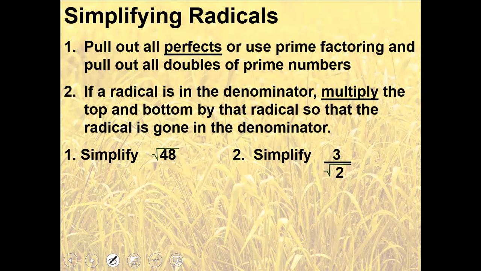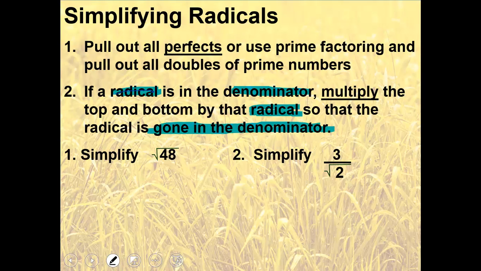If you have a situation where you have a radical in the denominator, then what you're going to do is you're going to be sneaky, and you are going to multiply top and bottom by that radical. Why? So that we end up with a perfect square in the bottom, and we can remove the radical. We want to get the radical gone in the denominator.